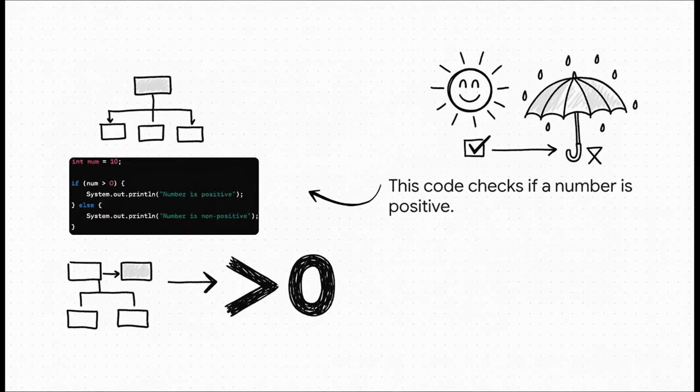This is what we call control flow. It's how you use those true or false answers to make decisions. It's just like in real life. If it's raining, then I'll take an umbrella. Otherwise, I'll wear sunglasses. This code is doing the same thing. If the number is positive, do one thing. If not, do something else.